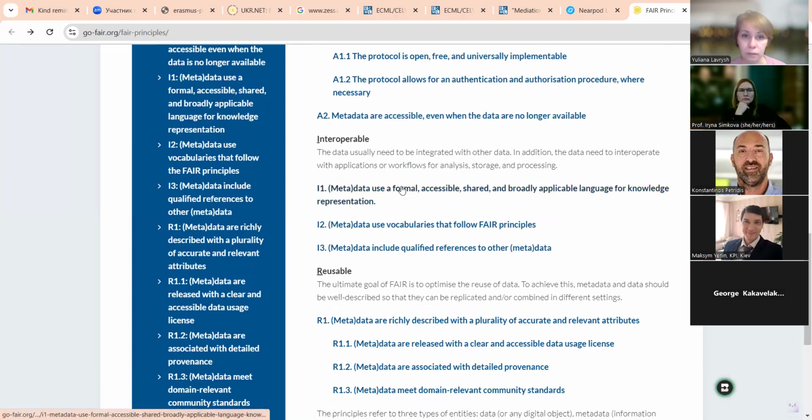Next, interoperable. It is needed to integrate with other data.